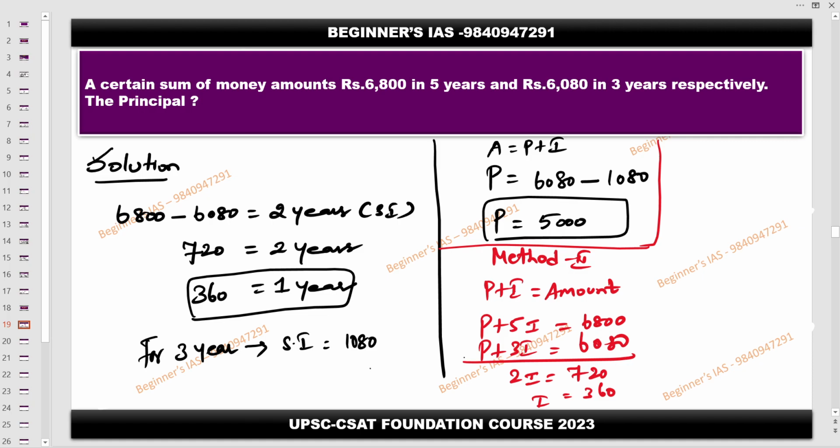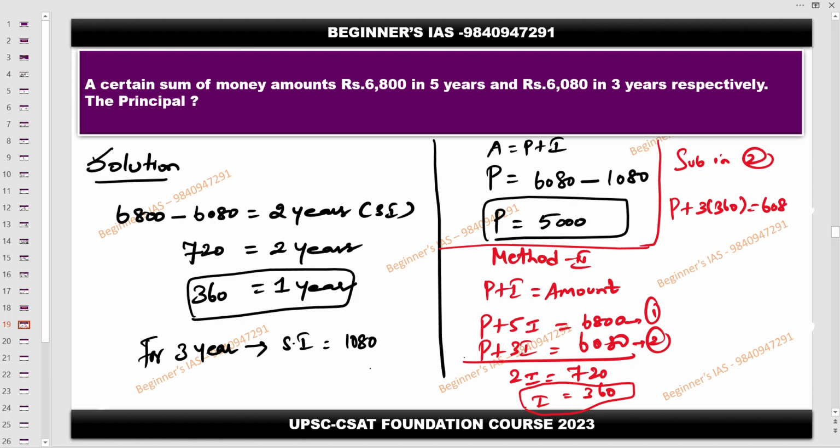This one you can take. That principal for that 2. So this is for 1. Then you can take I, you can substitute here in this. So this is the first equation. This is the second equation. Substitute into the same logic only. So p plus 3 into 360.